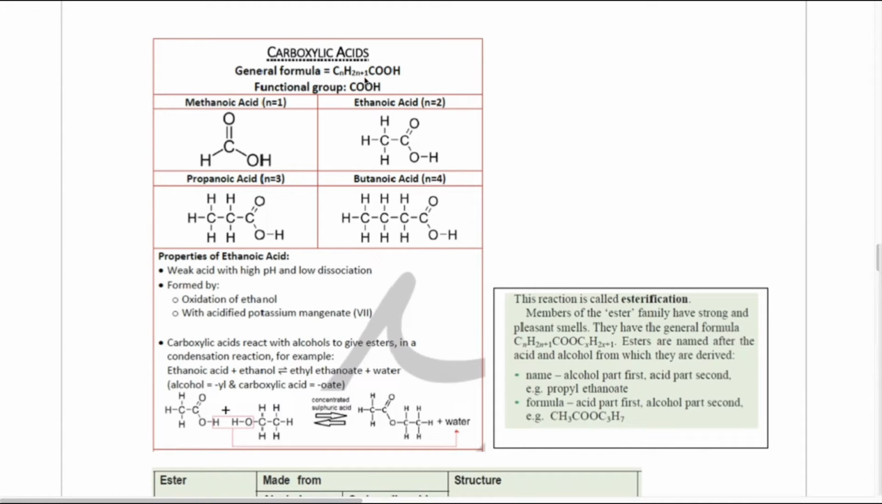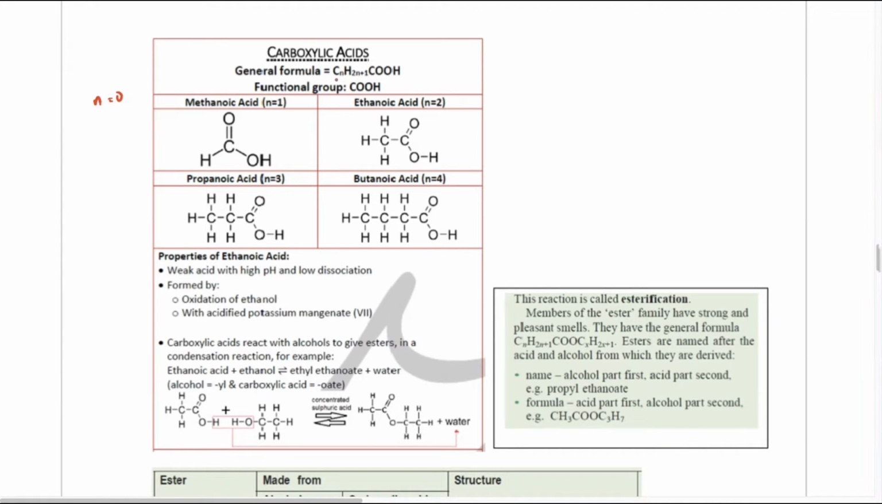2 plus 1, 3. Okay, C1H3COOH. Oh, that means N equal to 1 is not correct. So if you want to get methanoic acid, of course, you have to put N with 0. N with 0, okay, you have to put N with 0.